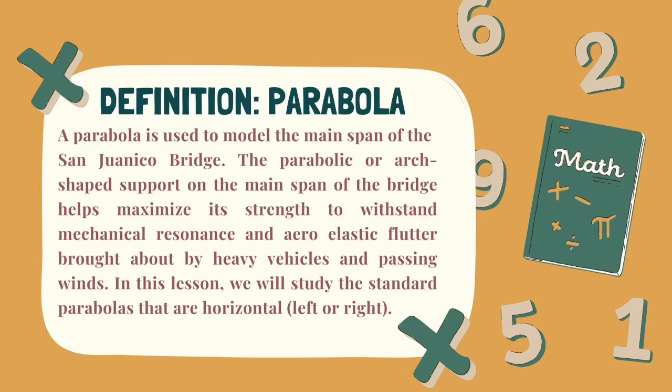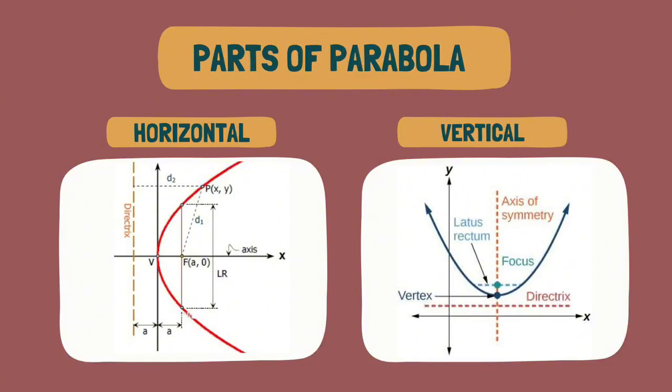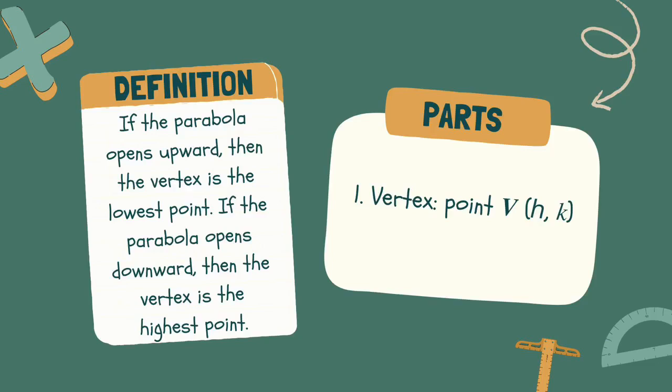So in this lesson, we will study the standard parabolas that are horizontal, left or right, and vertical, upward and downward. These are the parts of a parabola. In horizontal, the opening is left or right, while in vertical, it is upward and downward.